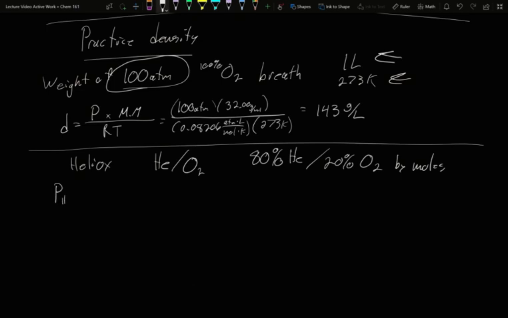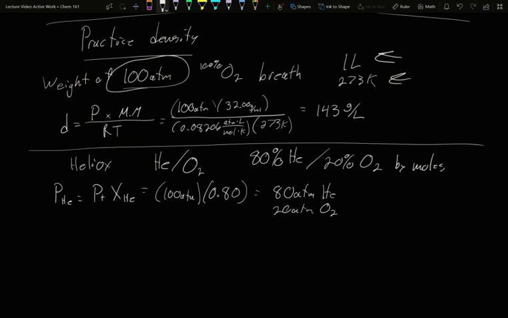If 80% of the moles are helium, that means 80% of the pressure is helium. Remember that the pressure of a gas is equal to the total pressure times the mole fraction of that gas. With 100 atmospheres for total pressure, and 0.8 for the mole fraction of helium, that's going to give us 80 atmospheres of helium and 20 atmospheres of O2. So inside this deep diving scuba tank, this is the actual mixture. Take a minute, use this data, see if you can calculate the density of air with this mixture.